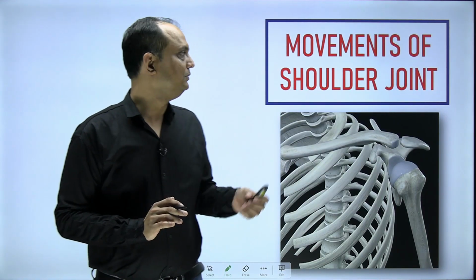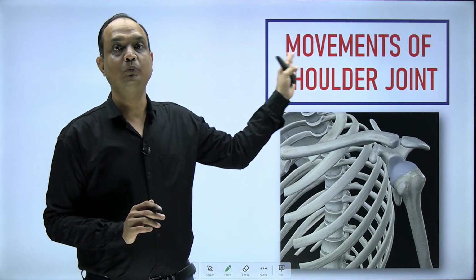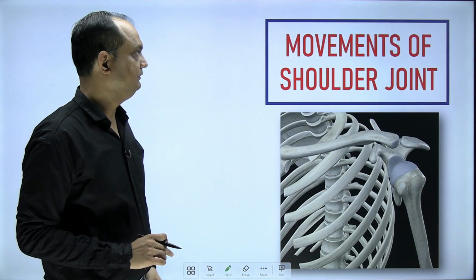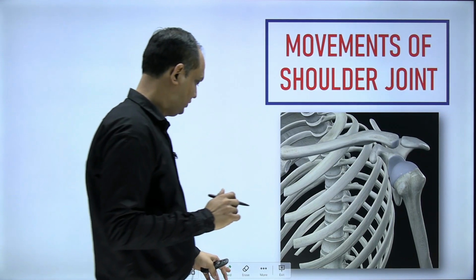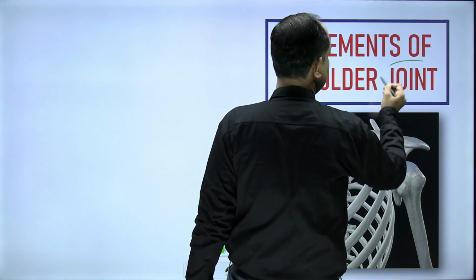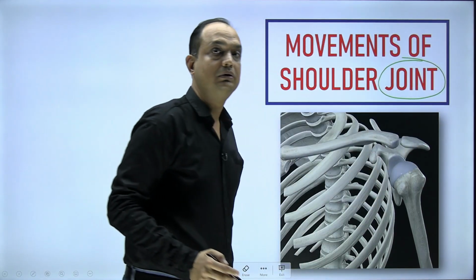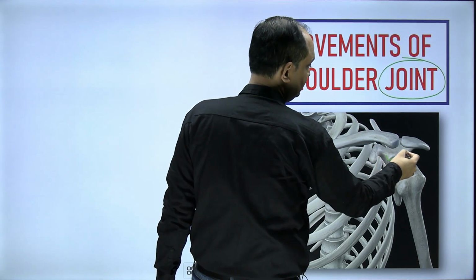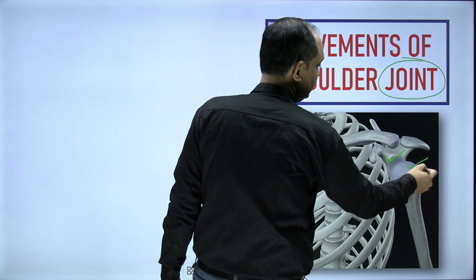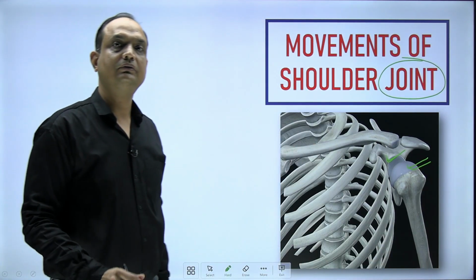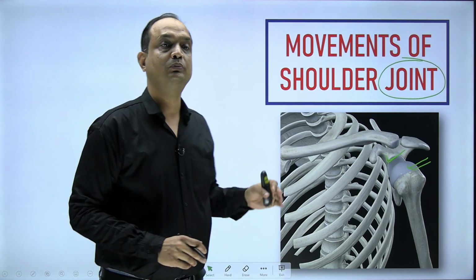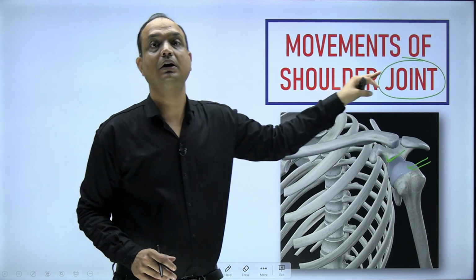Hello students. Today we will discuss the movements that occur at the shoulder joint. Now my dear students, whenever you hear the word shoulder joint, you have to keep in mind that we are talking about the joint at the junction of your glenoid cavity and the head of humerus. Because you have one more question related to the shoulder, that is the movements that occur at the shoulder girdle.